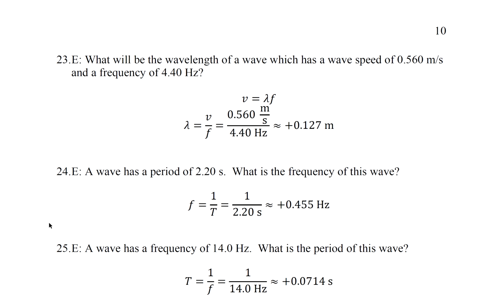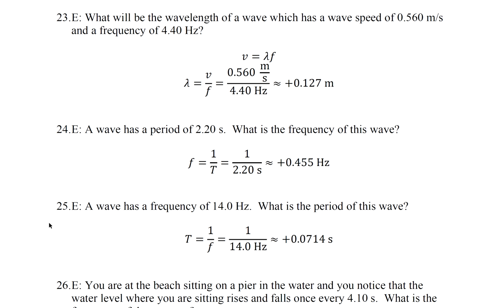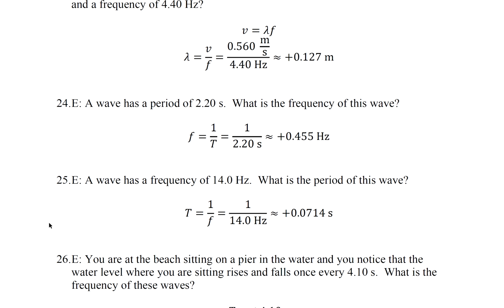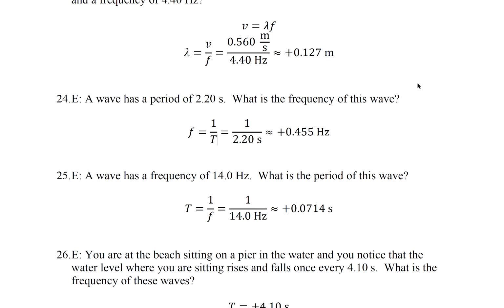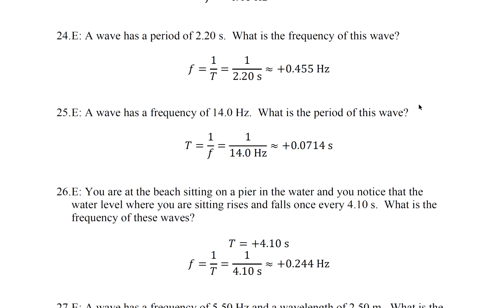Question 23. What will be the wavelength of a wave which has a wave speed of 0.560 meters per second and a frequency of 4.40 hertz? So V equals lambda f. Solve for lambda. Question 24. A wave has a period of 2.2 seconds. What is the frequency of this wave? So f equals 1/T. Question 25. A wave has a frequency of 14 hertz. What is the period of this wave? T equals 1 over f.